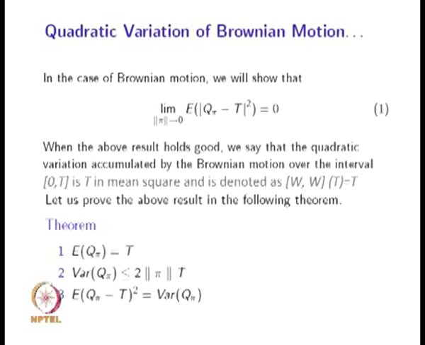To prove that the sequence of random variables Q pi converges to the random variable T as n tends to infinity in L2, we prove it in three stages. In the first stage we will prove that the expectation of Q of pi is equal to capital T. Then we will prove that the variance of Q of pi is less than or equal to 2 times norm of pi times T. Therefore, you can prove the final result: the expectation of Q pi minus T, whole square, is nothing but the variance of Q pi, because the expectation of Q pi is T. So as n tends to infinity, Q pi converges to the random variable T in L2.